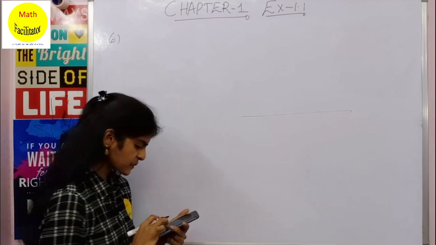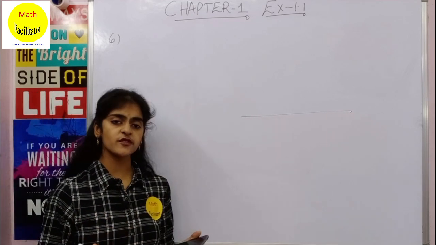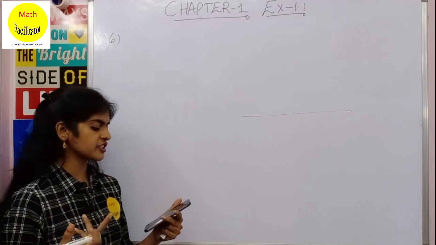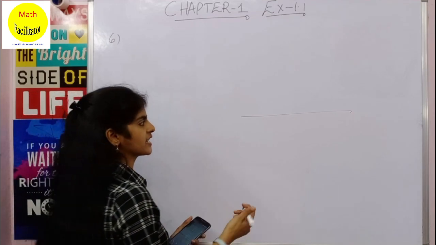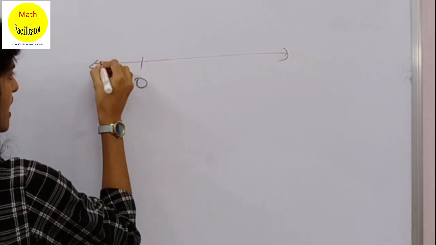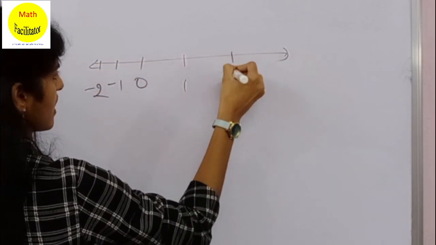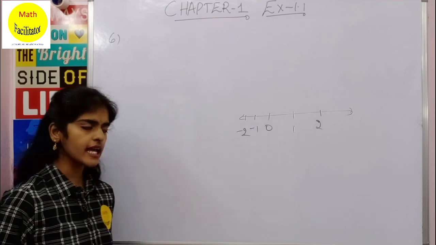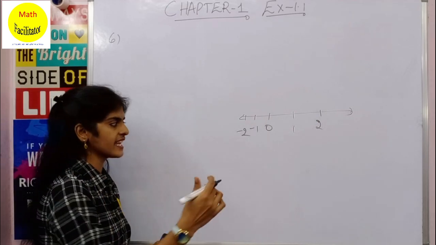Okay, the 3rd question we have: write numbers which are smaller than 2. Now you have to write rational numbers which are greater than -2. Okay, that means you will have 0 here, -1, -2, here you will have 1 and 2. So you want numbers which are greater than -2.